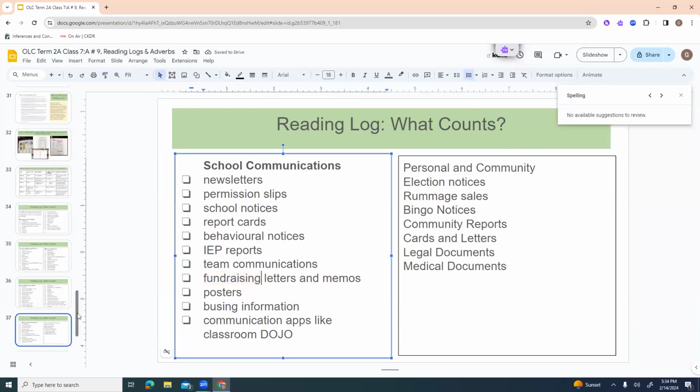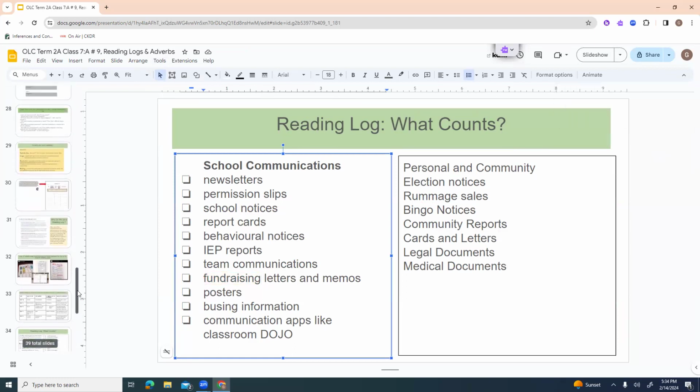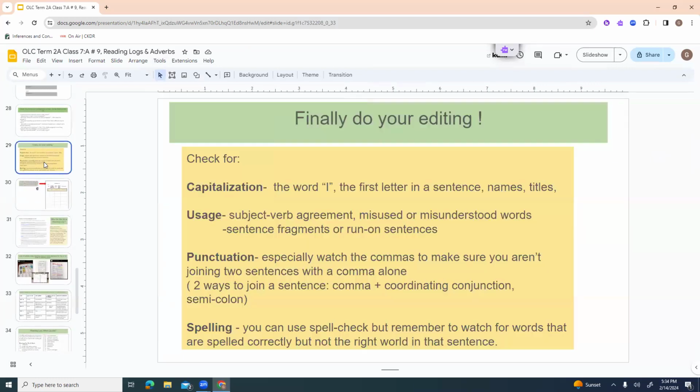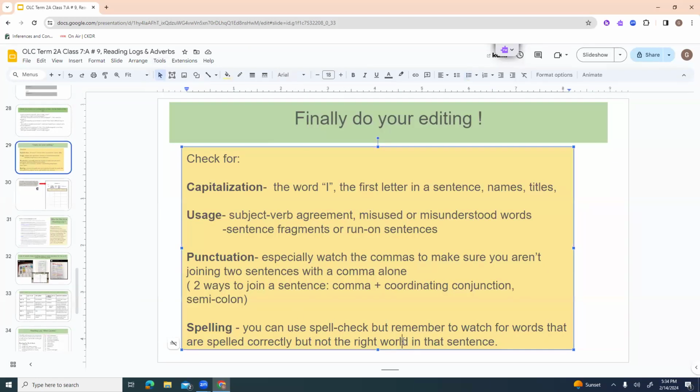It didn't notice it as a spelling mistake because technically it's not a spelling mistake. It's spelled correctly. It just isn't the right word. So you have to be cautious of that. That catches me all the time too. Make sure when you're reading through that it's the right word that you wanted in that sentence.